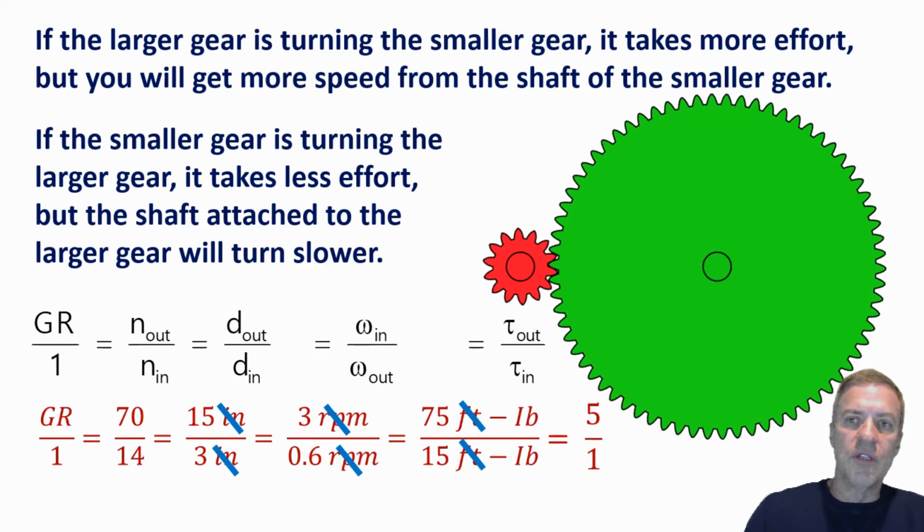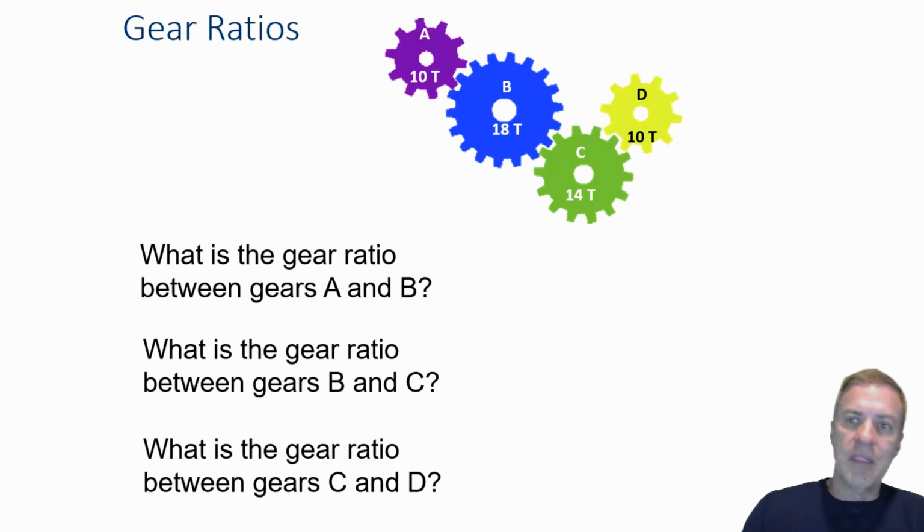All right. So since we know that, we can do calculations as long as we've got one of our gear ratios, whether it's the number of teeth, diameter, or torque, then we can figure all the others out.